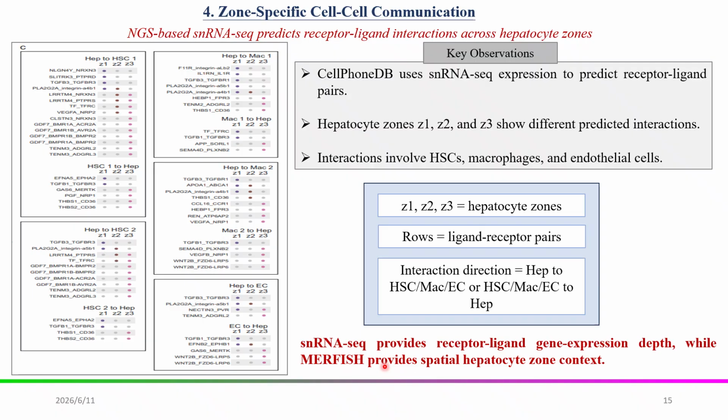For example, Zone 1, Zone 2, and Zone 3 hepatocytes may communicate differently with hepatic stellate cells, macrophages, and endothelial cells. The important point is that single nucleus RNA sequencing provides the gene expression depth needed to predict receptor-ligand pairs, while MERFISH provides the spatial zone context.